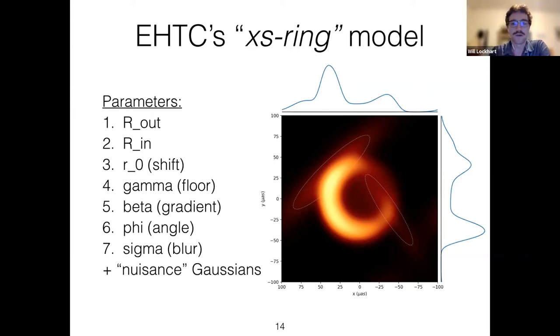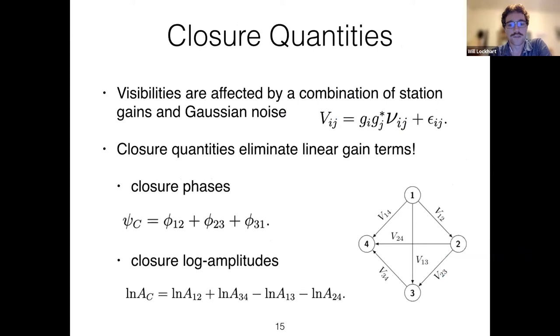So this is our model, and we want to fit the data using it. So what do we do? The first thing is that I think Sam showed this noise formula. Unfortunately these calibration errors, these so-called gain terms, g_i and g_j star in this top equation, make it very difficult to just fit to the visibilities, because you don't know these gains. Some people incorporate the gain terms as unknown parameters, but there are a lot of them, and that makes things complicated.